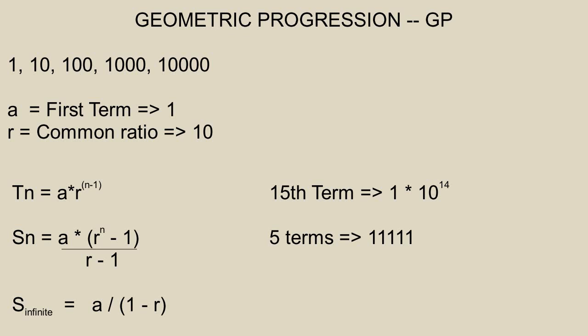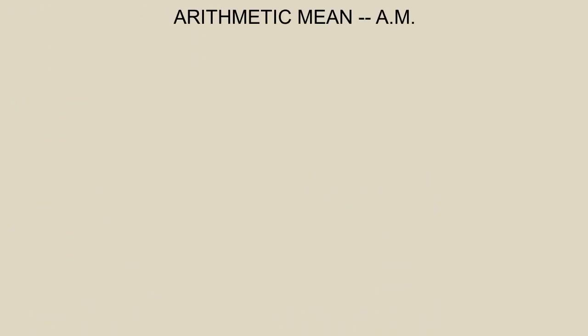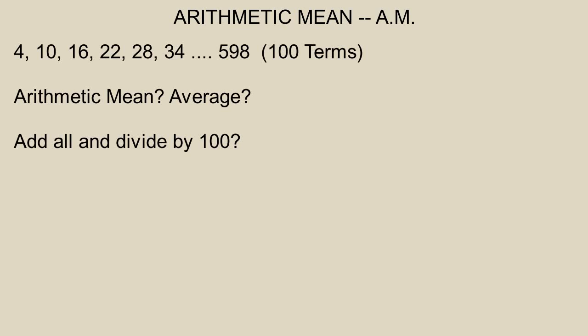Okay, now comes the interesting part, the means. Now arithmetic mean is simply the middle or the average. So for the similar example, 4, 10, 16, 22, up to 592, 598, we have 100 terms. Now if you wanted to find the average, normally we would sum all of them up and divide it by 100 and so on, right? Well, you don't have to do that right here.